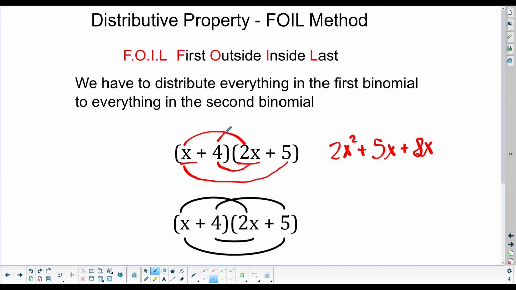And then the last ones, right? The last ones in each one of those binomials, the constants, 4 times 5 gives me 20. And again, I can just simplify that and add my like terms. Again, my software's taking a break here. There we go, 20. So we end up with the same thing, 2x squared plus 13x plus 20. Okay, so two different methods of doing that.